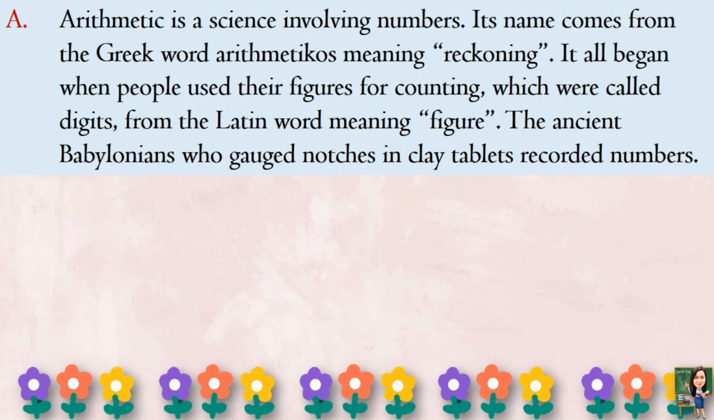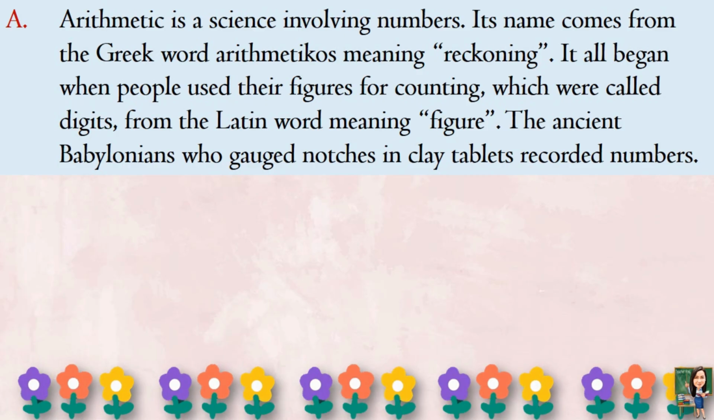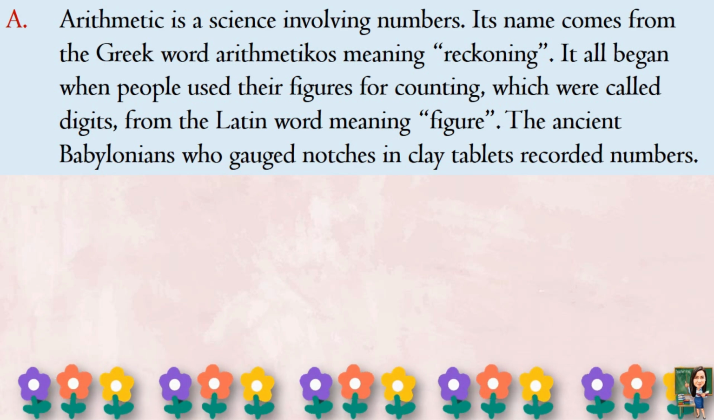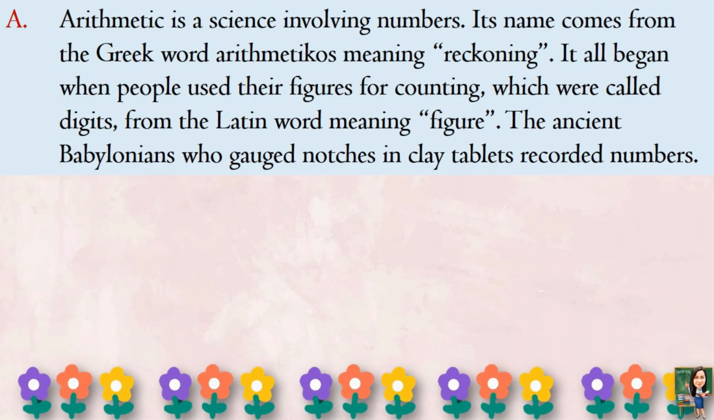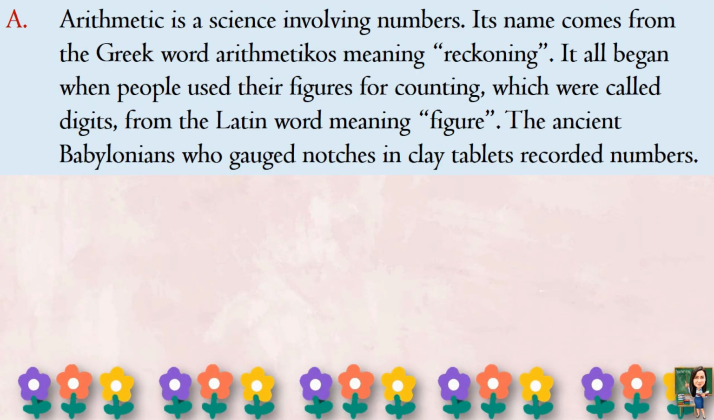So letter A, the paragraph is, arithmetic is a science involving numbers. Its name comes from the Greek word arithmetikos, meaning reckoning. It all began when people used their figures for counting, which were called digits, from the Latin word meaning figure. The ancient Babylonians, who gauged notches in clay tablets, recorded numbers.